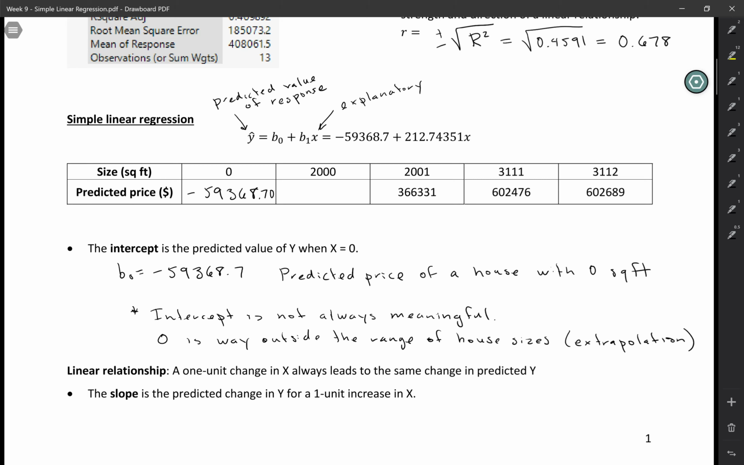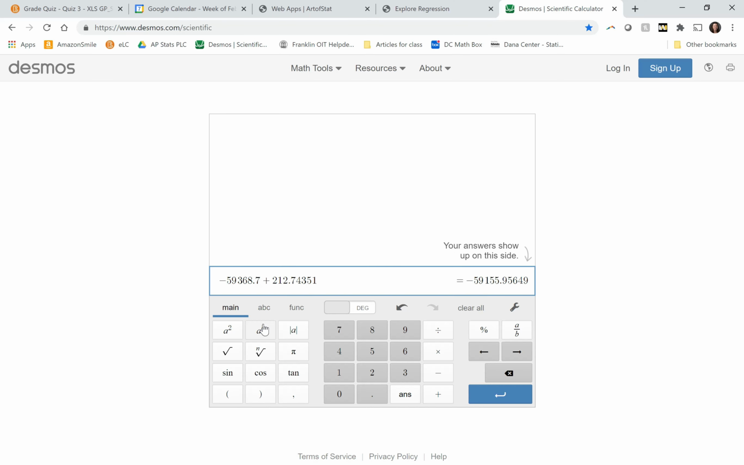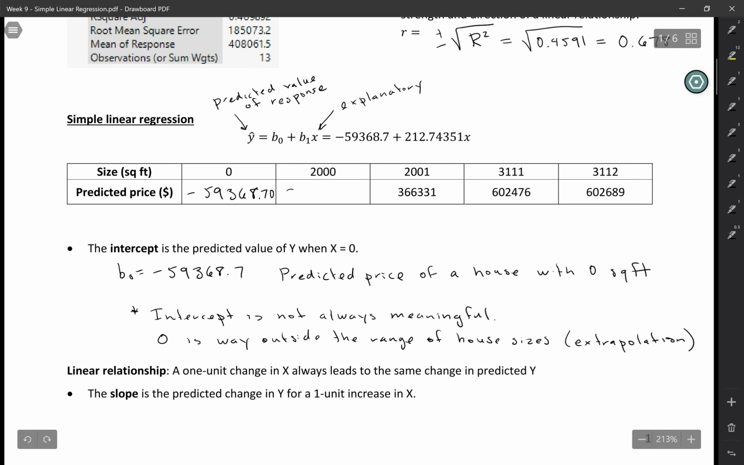To predict the house price for a different size, we would just be plugging into the regression equation. So if we wanted to predict the price for a house with 2,000 square feet, we've got our intercept plus the slope times 2,000. We're just plugging in our explanatory variable there, and that gives us the predicted price, $366,118. You can put that in here.